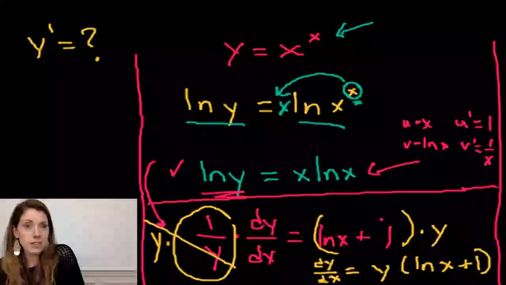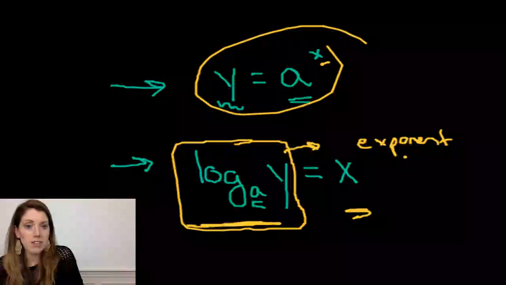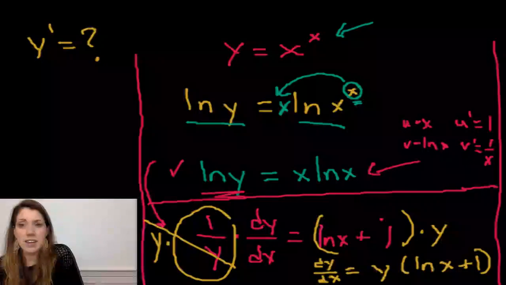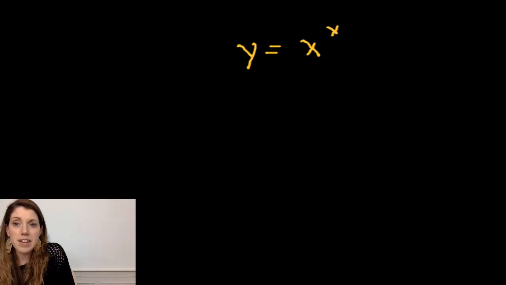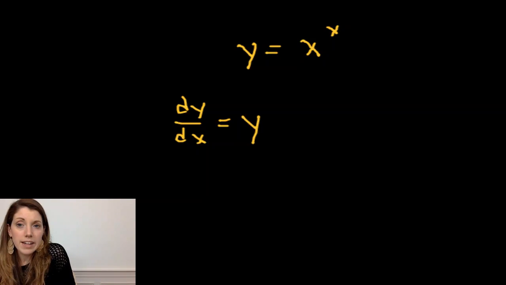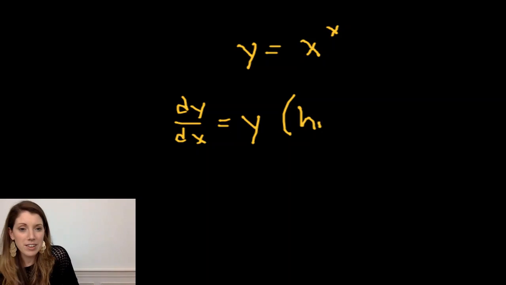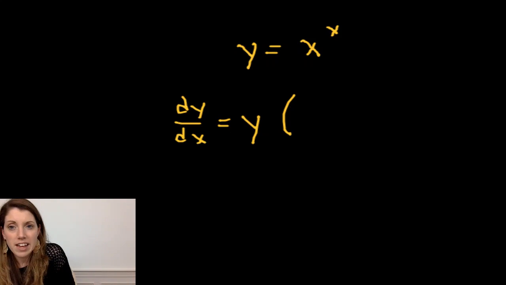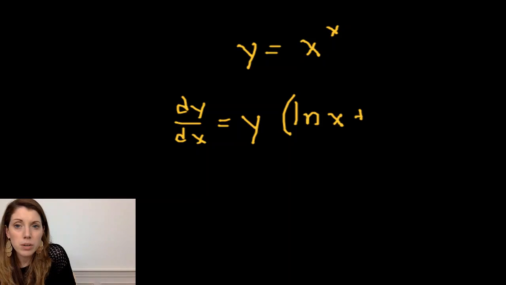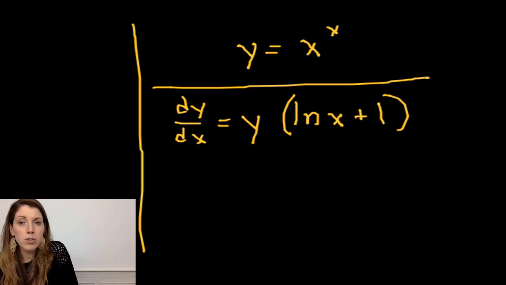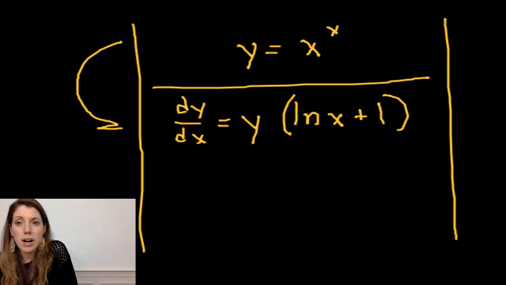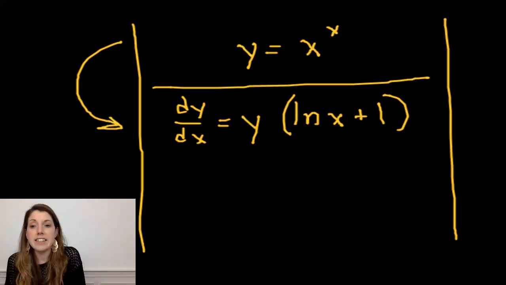A reminder, let me erase this from before. So looking at this, we started with y equals x to the x. And we discovered that the derivative, dy/dx, is just y times, that looks like I wrote an h instead of ln, natural log of x plus 1. So that's what we did in our deriving. We moved down the ladder from y to y prime. And that is the answer.